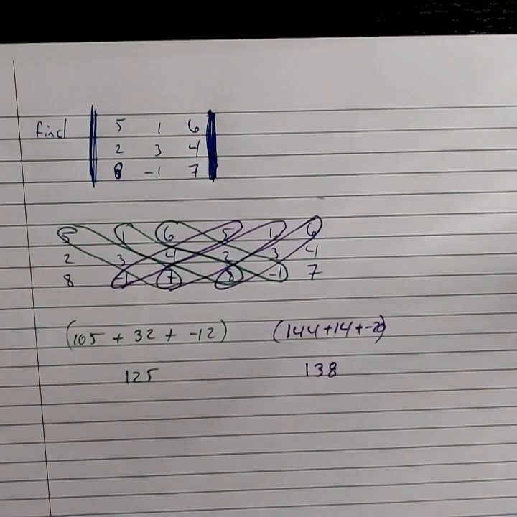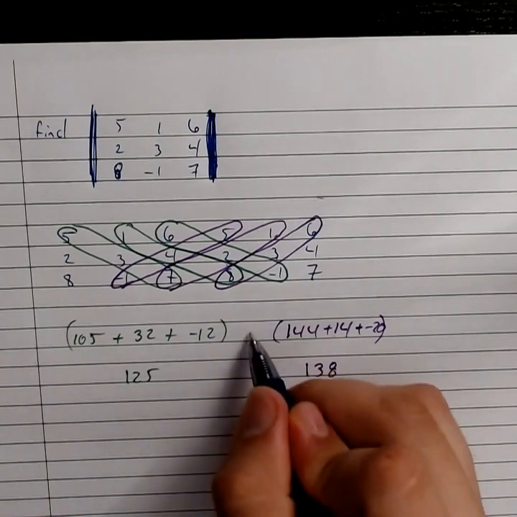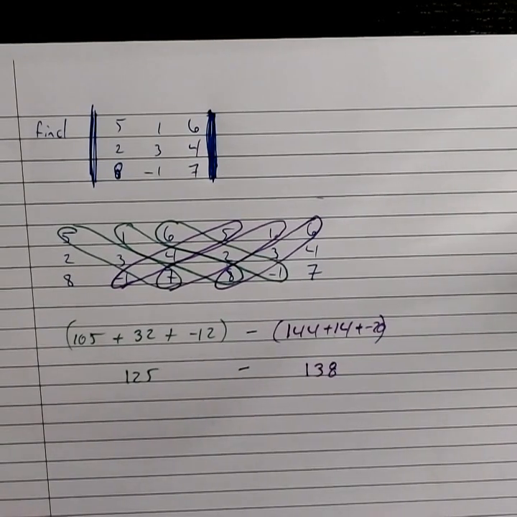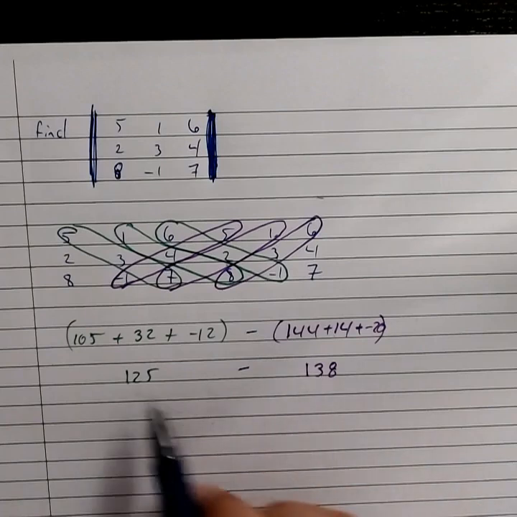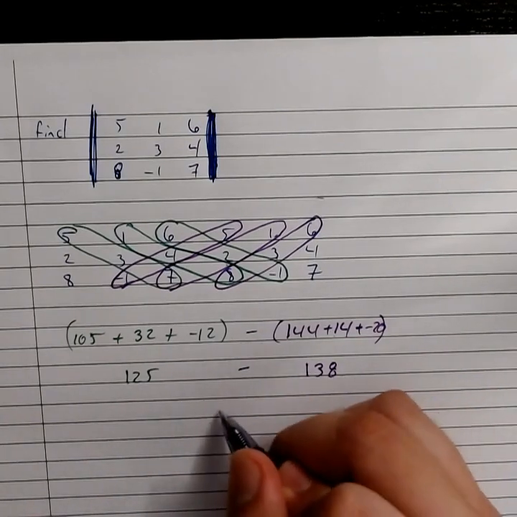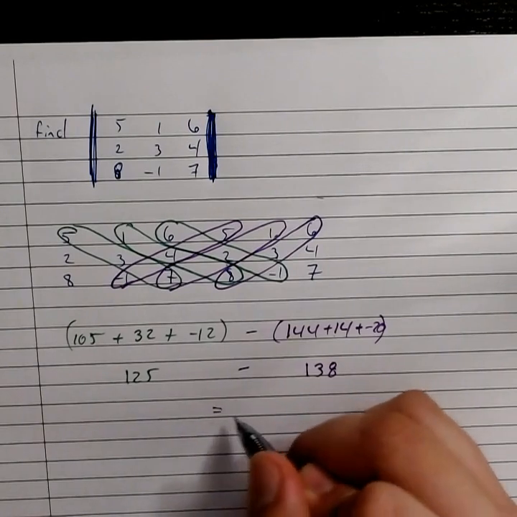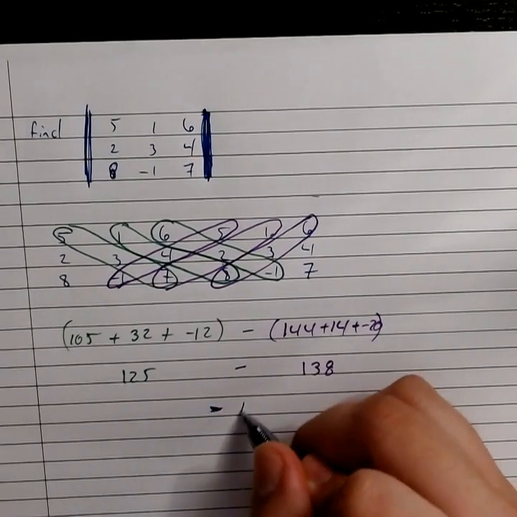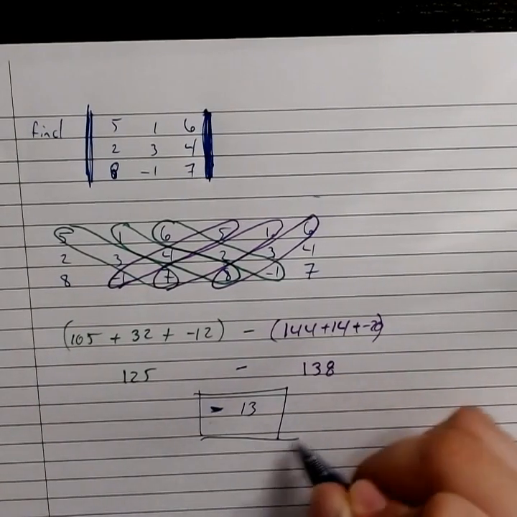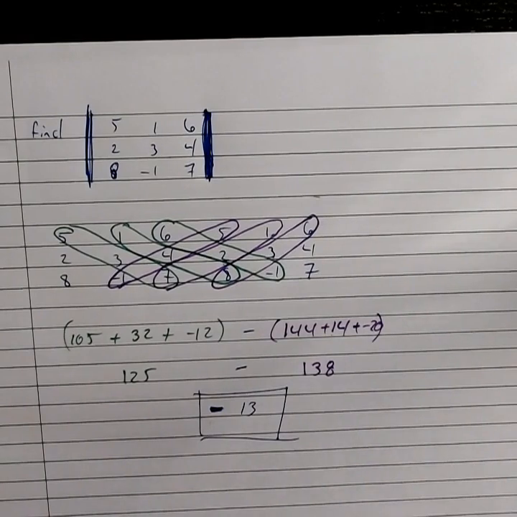Just like that. And then once I have these two numbers, I'm going to subtract one from the other. And if I subtract those, I end up with, let's see, 125 minus 138, which is negative 13. Keep the sign of the bigger number. So here, that'll give me a determinant of negative 13. So here, find the determinant. It is negative 13. And that's our result.